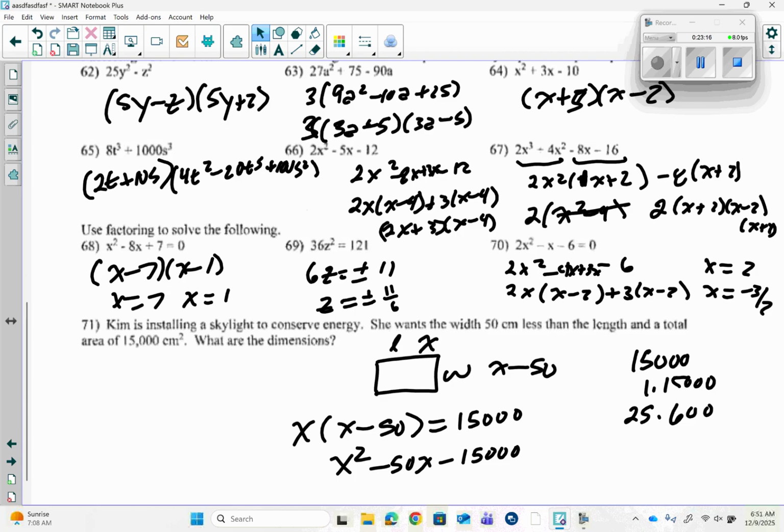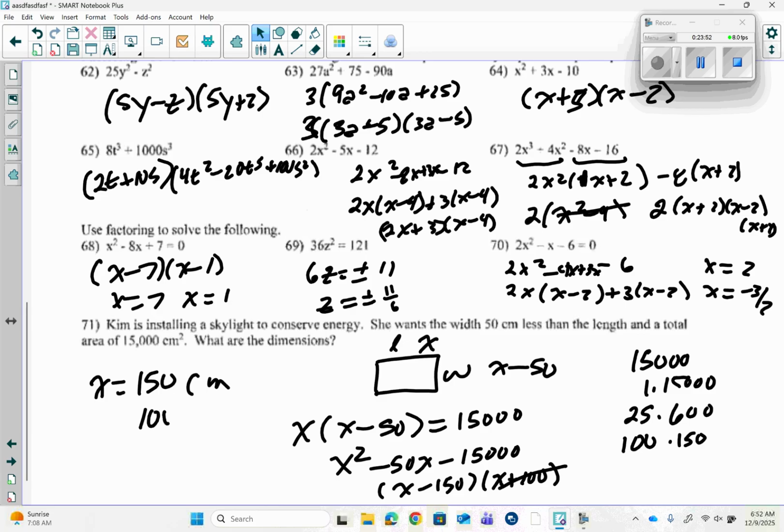Okay, so let's go 100, 15,000 divided by 100. So that's 100 and 150. So I'm looking for what are going to add up to that. So I'm going to get x minus 150, x plus 100. Set those equal to 0. So x equals 150. This one won't work because it'd give me negative 100. So the dimensions, if I have the length is going to be 150, the width is 50 less than that. And there's your answer.